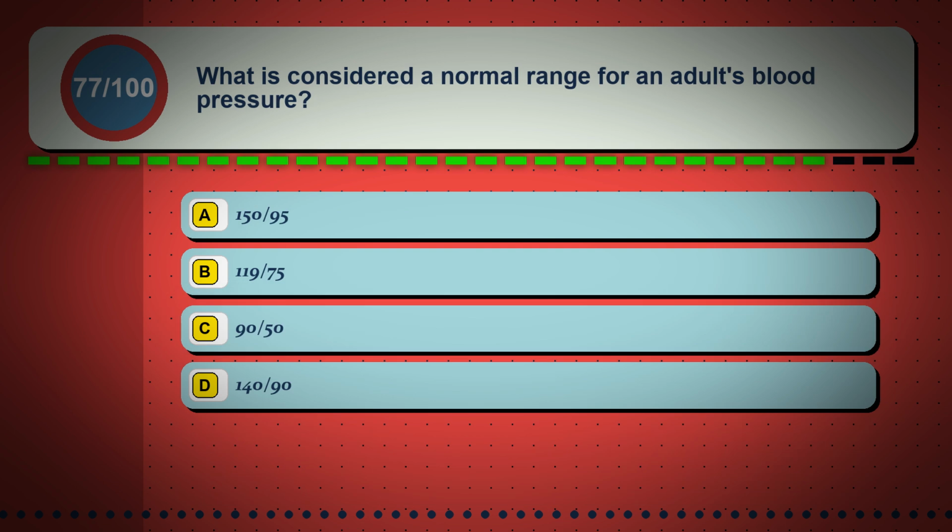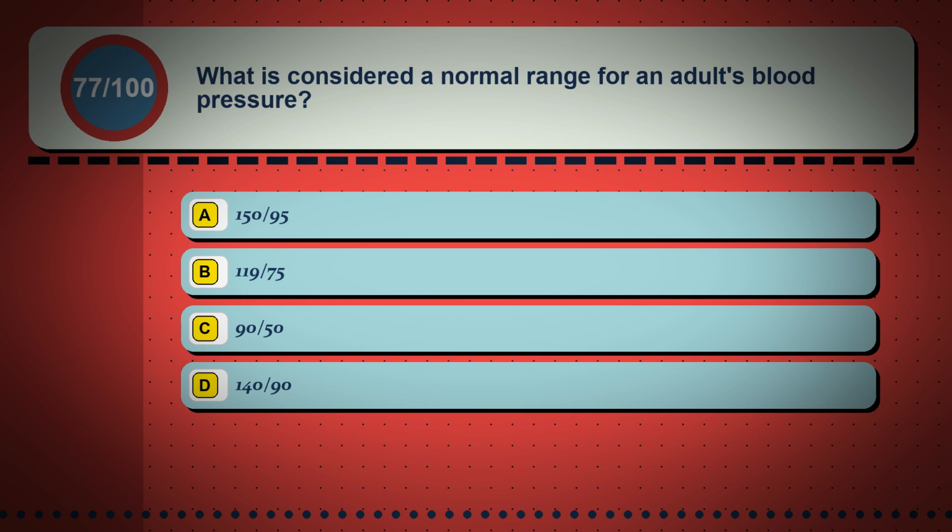Question 77. What is considered a normal range for an adult's blood pressure? Option A, 150/95. Option B, 119/75. Option C, 90/50. Option D, 140/90.